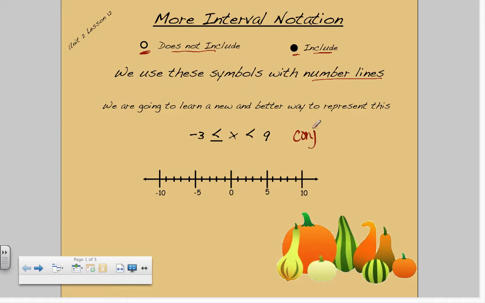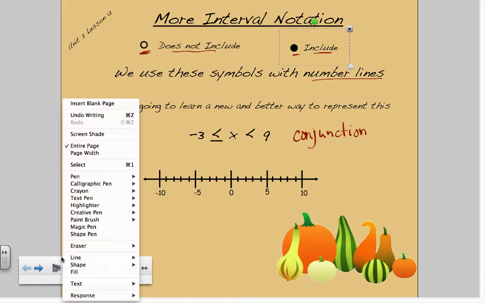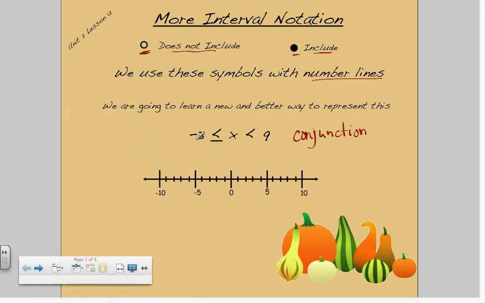This is a conjunction, right? We should know that by now. And the lowest form of representing this would be to use a number line. So I would come over here, and -3, we know by now, would get the dark circle. 9 would get the open circle. And then we would shade everything in between because it is a conjunction. It's saying I can choose any number from -3 up to 9.